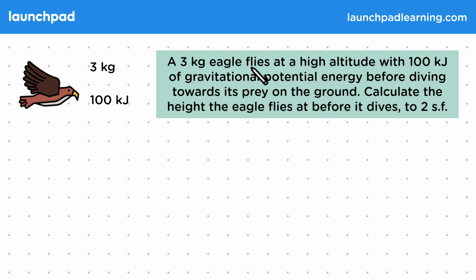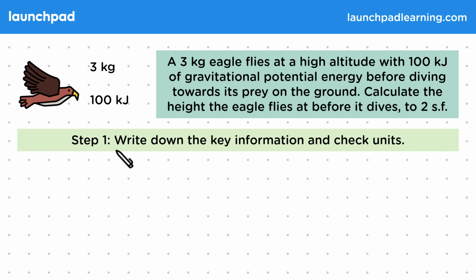A 3-kilogram eagle flies at a high altitude with 100 kilojoules of gravitational potential energy before diving towards its prey on the ground. Calculate the height the eagle flies at before it dives to two significant figures. So we can round our answers to a certain number of digits, and the number of significant figures are the number of digits in the value.